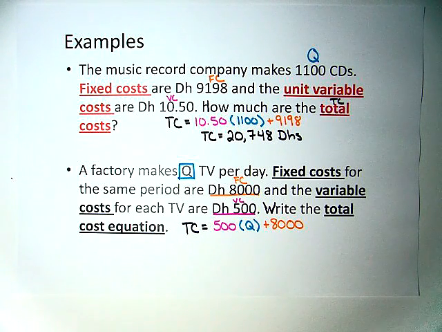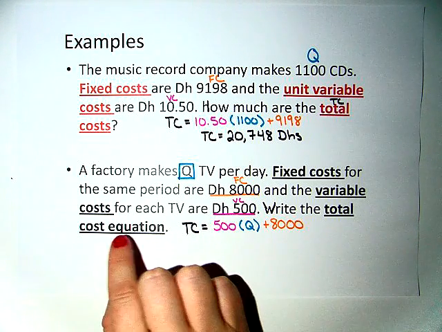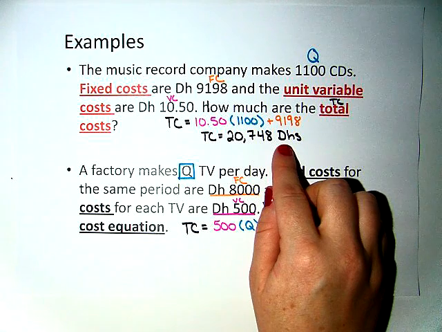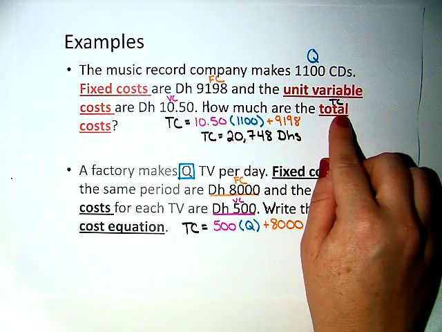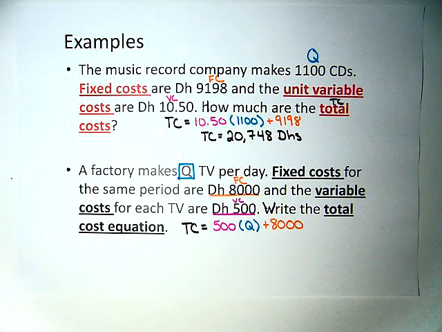So you've got two different things that you need to be aware that you're looking for. Sometimes you'll look for the equation, and it will ask you for the equation, and other times it'll ask you for just the total dirham amount, in which case it'll ask you for how much are the total costs. So two different things that you need to look at and be aware of.